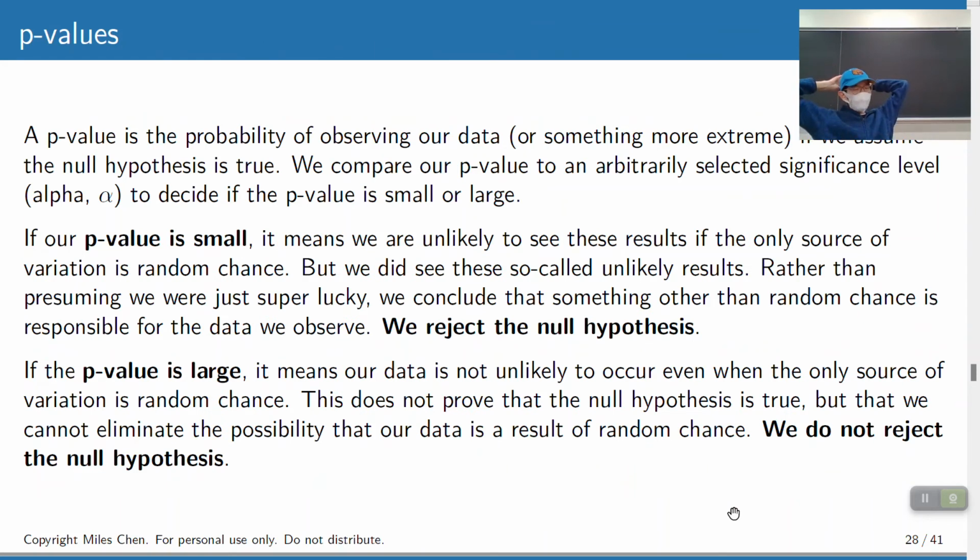So when we calculate these p-values, it's just the probability of getting our data or something more unusual if we assume that the null hypothesis were true. We compare it to some arbitrary value, alpha, to decide if the p-value is large or small. If the p-value ends up being small, and the threshold is usually around 5%, we'd say the data we have is unlikely to happen if the only source of variation is random chance.